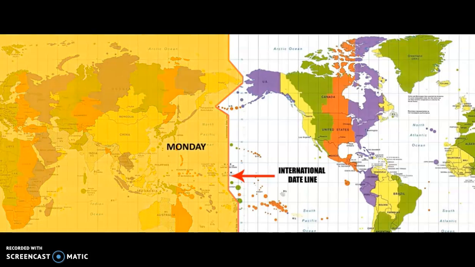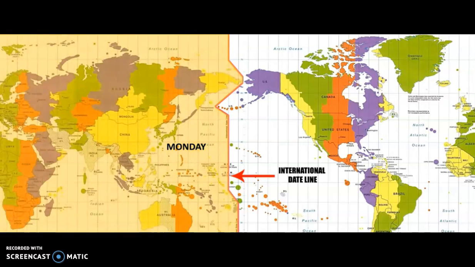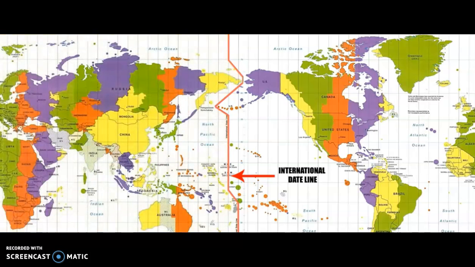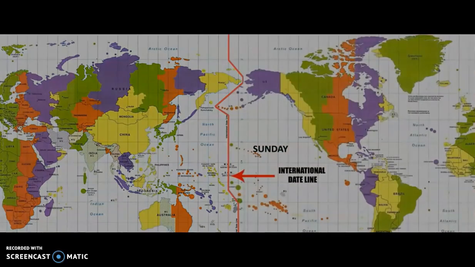Immediately to the left of the international date line, the date is always 1 day ahead of the place that is immediately on the right of the international date line.